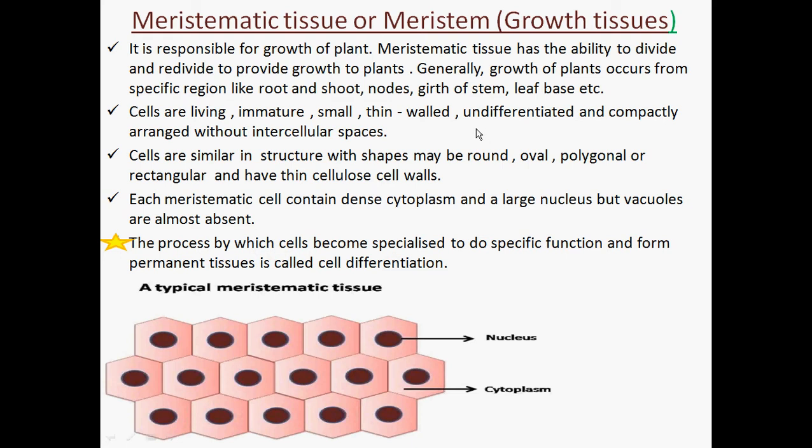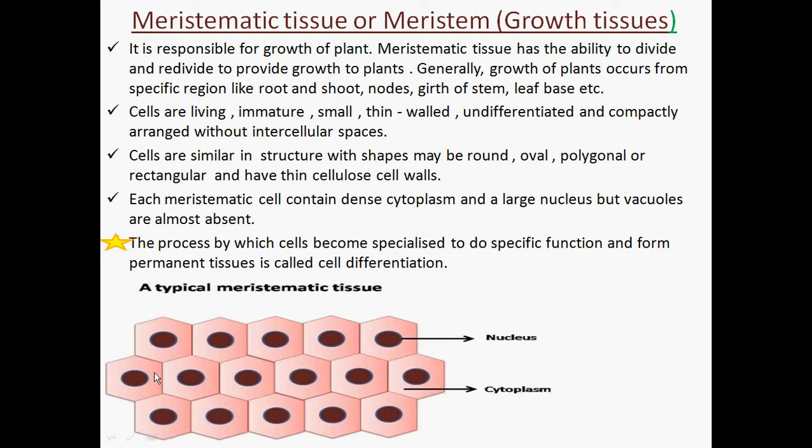This term is going to come up very gradually as you study the whole chapter on tissues. So please understand this term, undifferentiated or differentiated. Differentiation means that if a cell becomes specialized to do a specific function, such a permanent tissue is known as a differentiated tissue or cell. And if the cell is not specialized to perform any function, it is not grown enough or mature enough, such a cell is known as an undifferentiated cell. And they are compactly arranged without intercellular spaces, as you can see in the figure.